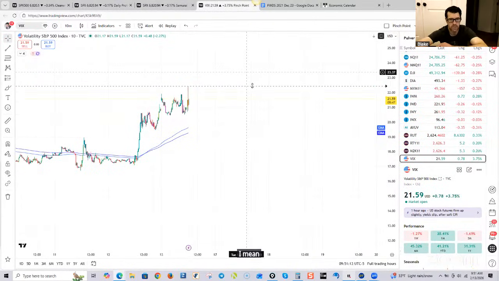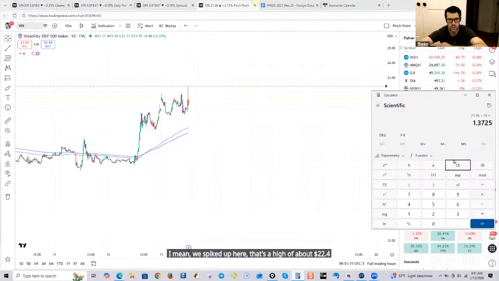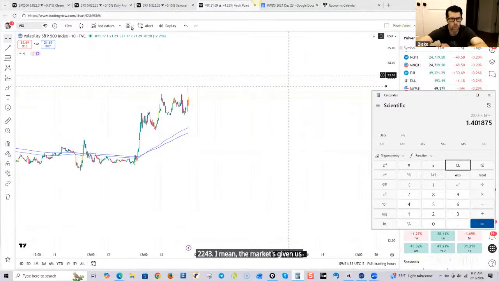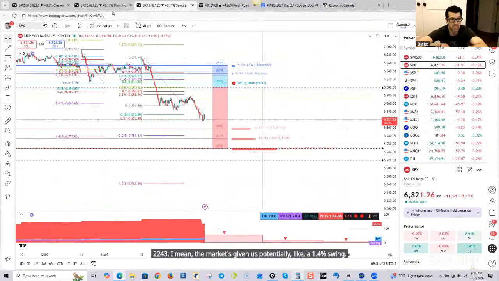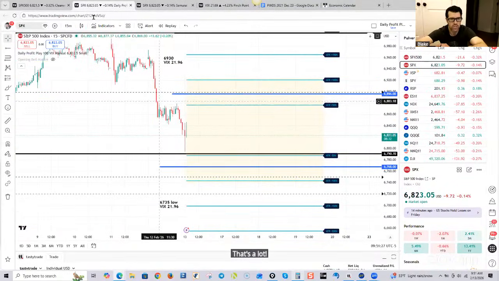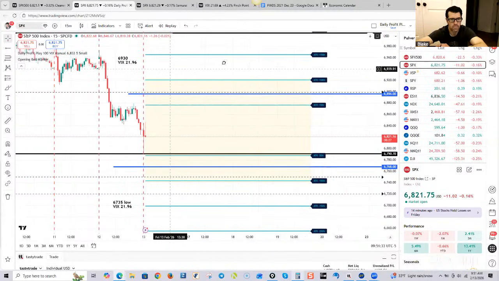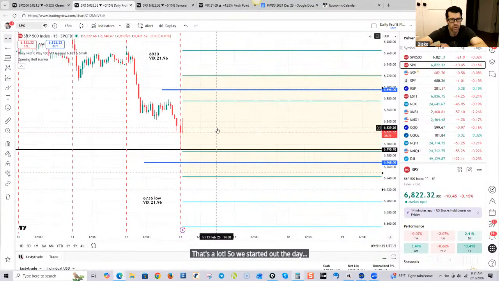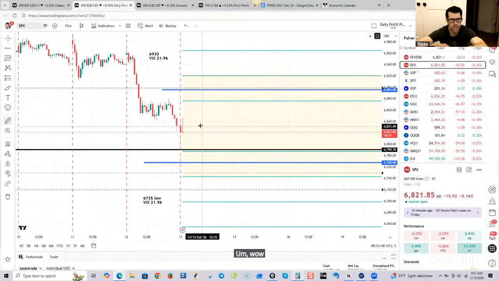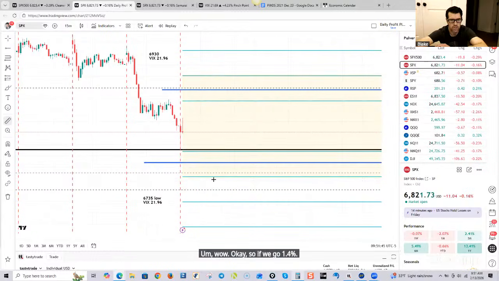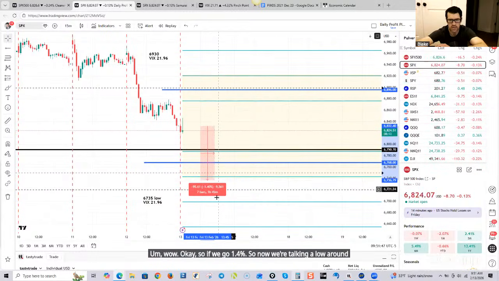I mean, we spiked up here. That's a high of about 22.43. The market's given us potentially like a 1.4% swing. That's a lot. So we started out the day. Is this how we started? Oh my God, it's only been 21 minutes. Good Lord. Wow. Okay, so if we go 1.4%, now we're talking a low around 67. It's still about the same low.